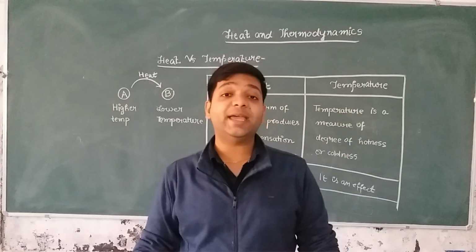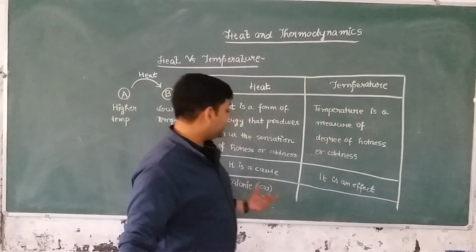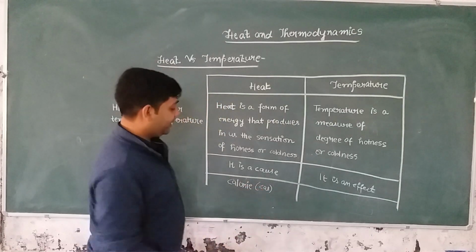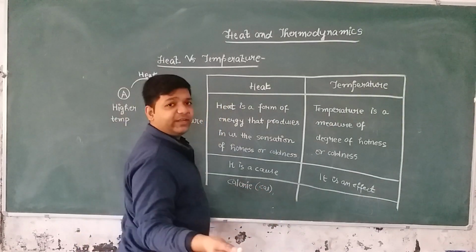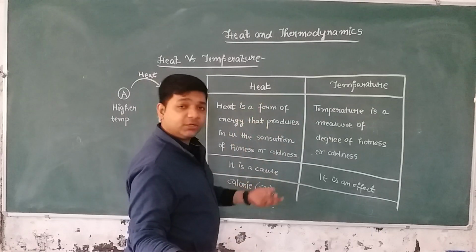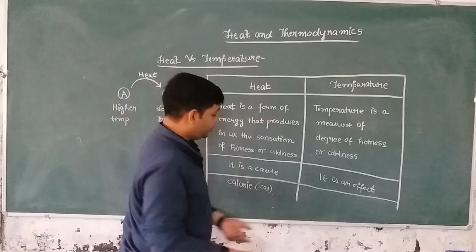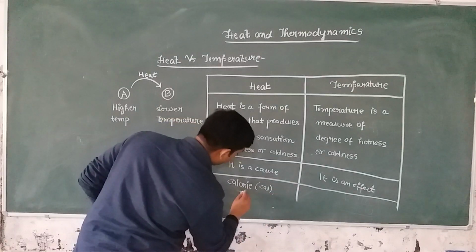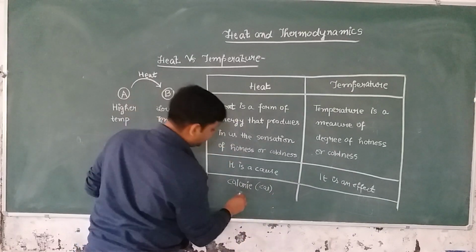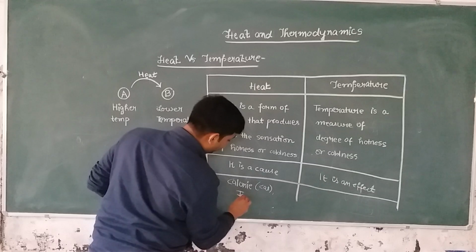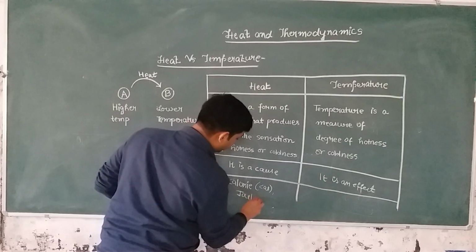And what is then the SI unit of heat? The SI unit of heat is joule. I hope you know that. For all forms of energy, the SI unit is joule. Because heat is a form of energy, its unit is also joule. So write down: the SI unit of heat is joule.